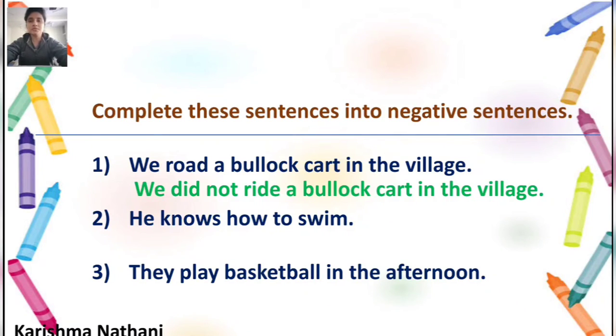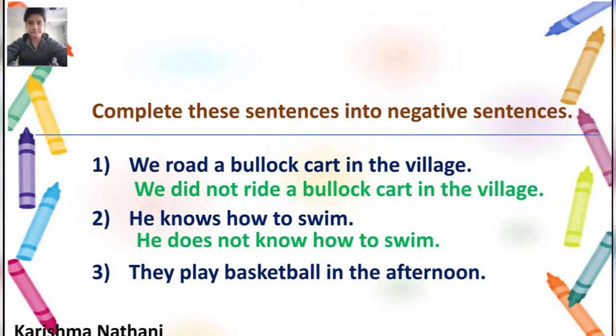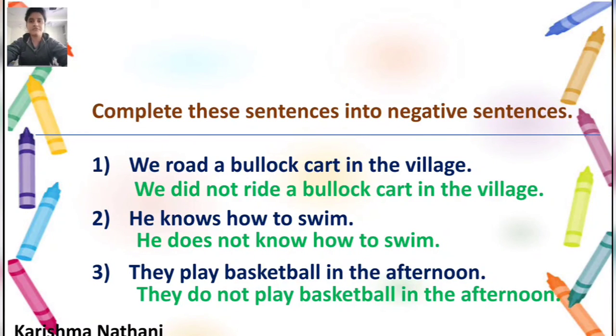Second is he knows how to swim. He knows, which shows simple present tense, so he does not know how to swim. He, singular noun, comes with does, and since it comes with does, we have to remove s from the knows, then it will become only know. He does not know how to swim. Then they play basketball in the afternoon. They play. Play shows present tense, so they do not play basketball in the afternoon.